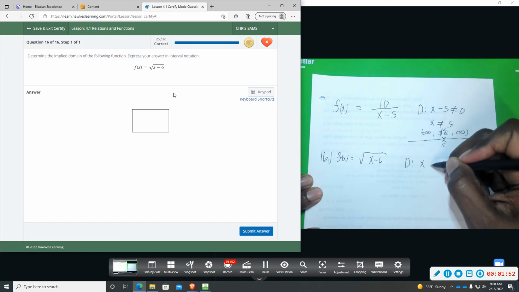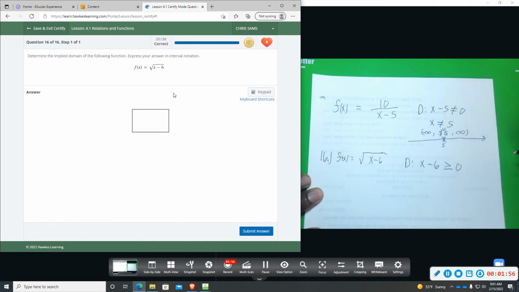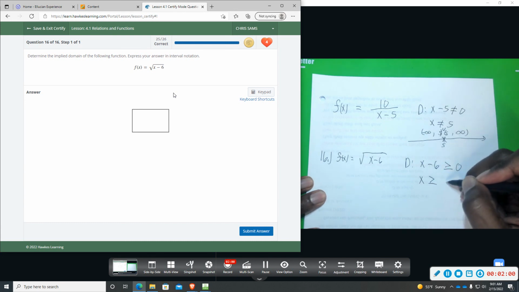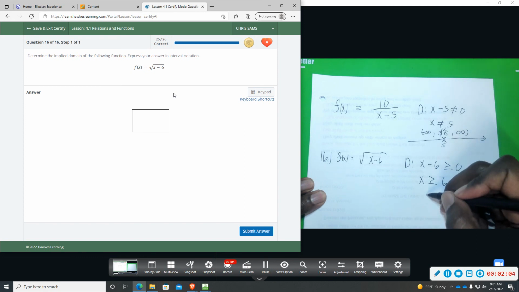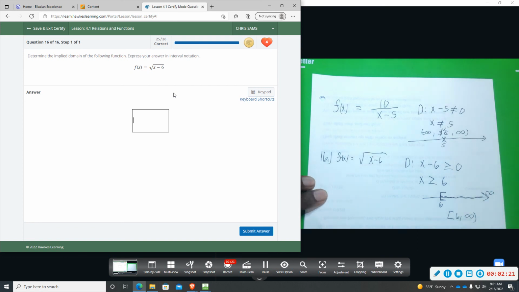So x minus 6 has to be greater than or equal to 0. And then you add 6, so we get x is greater than or equal to 6. And then on the number line, you'll be looking at the number 6 and that arrowhead. Since the arrow's on the left, or your variable's on the left, it's pointing you this way. So 6 to infinity in a bracket. Bracket 6 to infinity. Infinity always in parentheses.